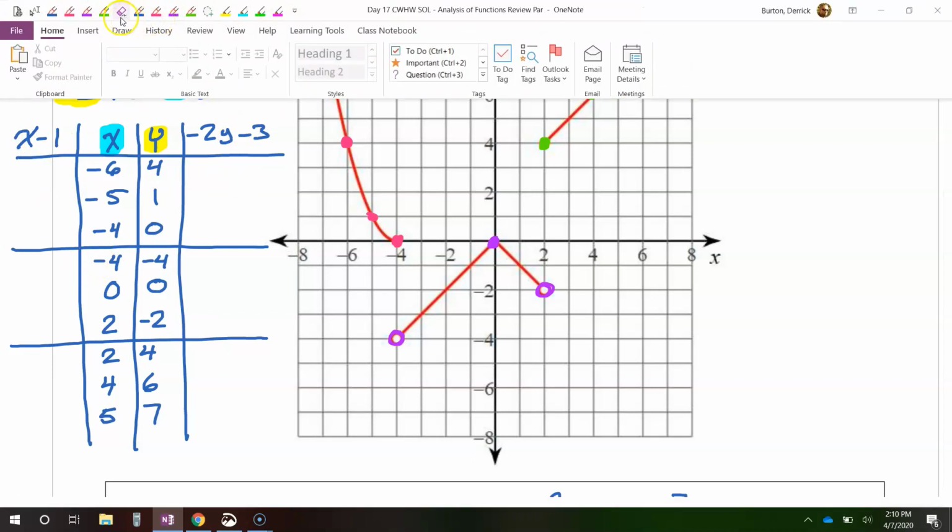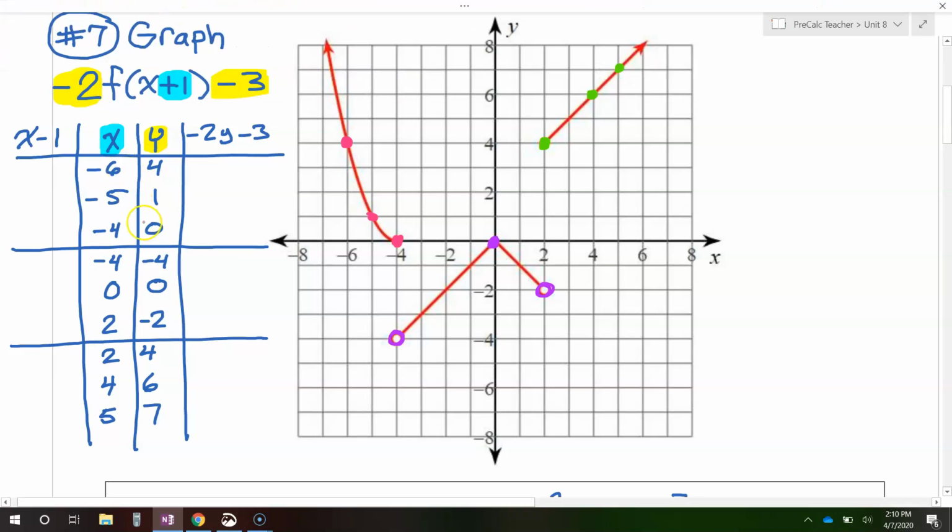So let's do those two transformations to the key values. So I said for my new y values, I'm going to do -2 times y minus 3. So -2 times 4, that's -8, minus 3 is -11.